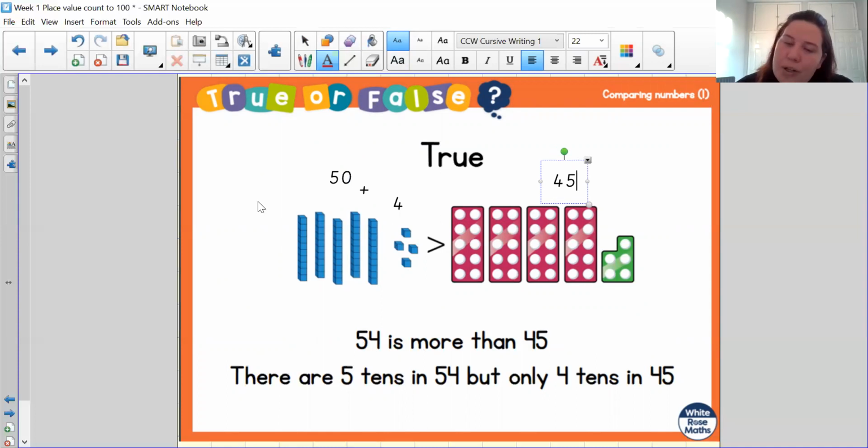So the big mouth is pointing in the right direction, because there are 5 tens in 54, but only 4 tens in 45. So well done if you solved that at home.